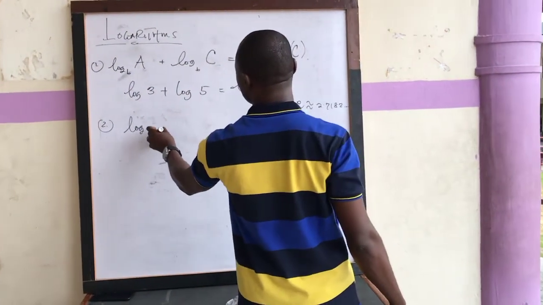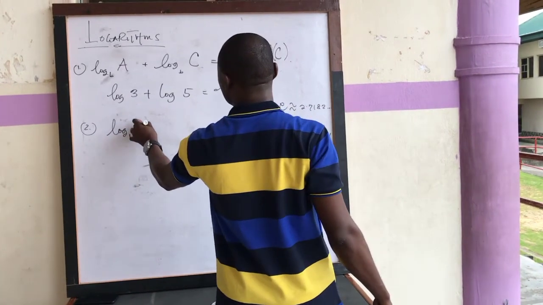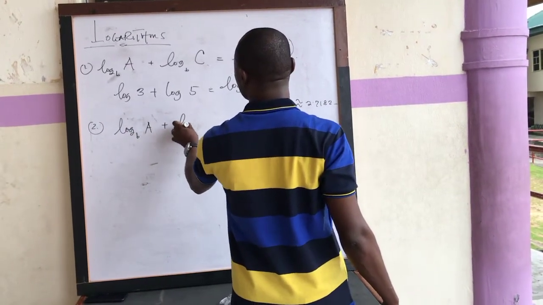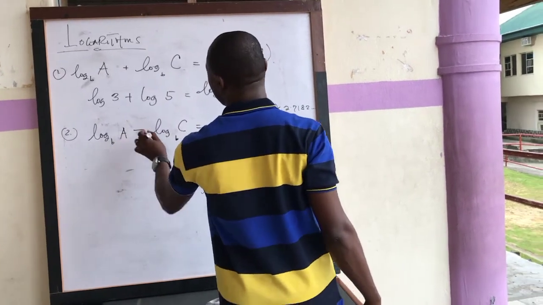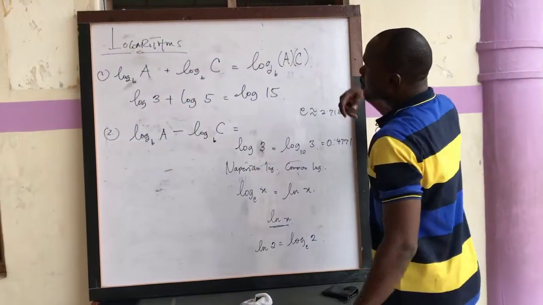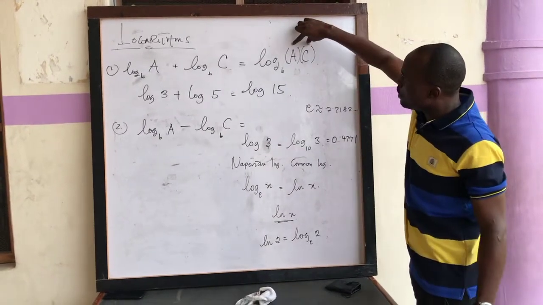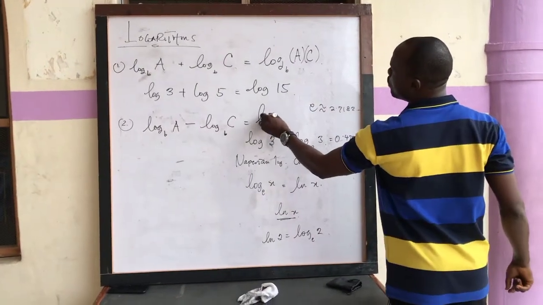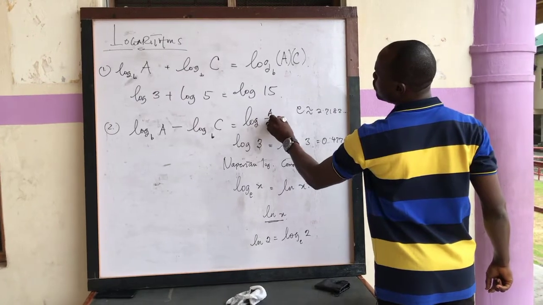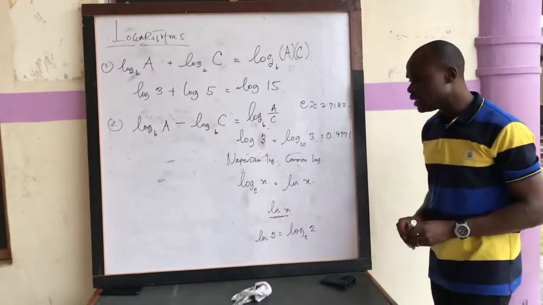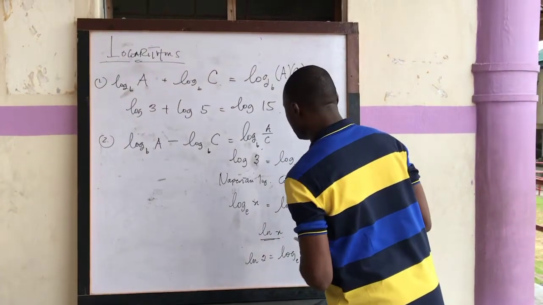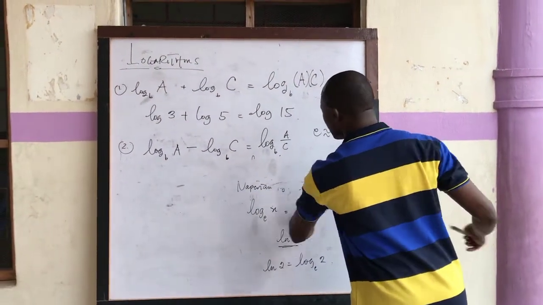The second rule is saying if we have the same base, we have A, we have C, same thing happening, but if I change this to minus, almost the same thing happens, but it will not be multiplication again. In this case, it's going to be what? Division. It's going to be division. So these are rules, please, and we shouldn't joke with them.